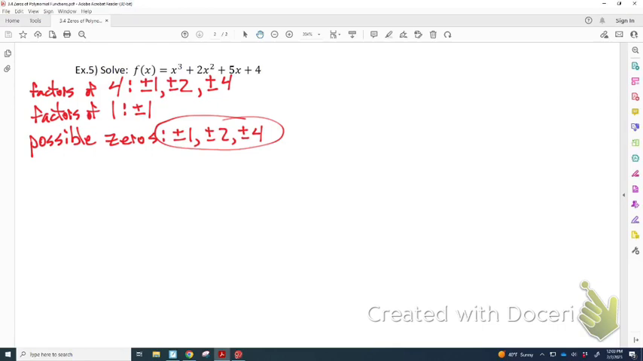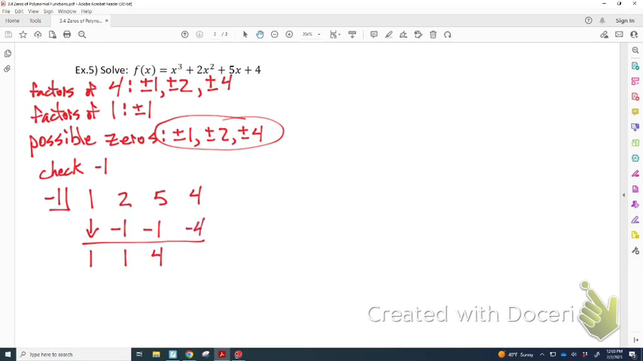I saw already that -1 is going to check out, and that's the only one. So let's divide -1. I need to write the front numbers down. Double check I wrote down the front numbers right, no exponents skipped. I think we're good to go. And sure enough, I get a 0 remainder. X equals -1.